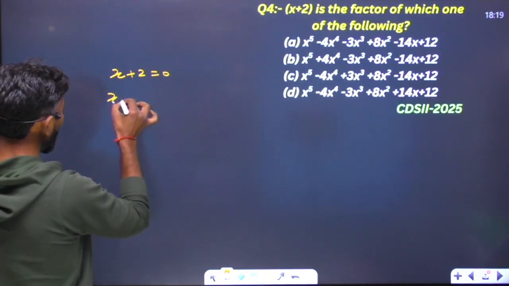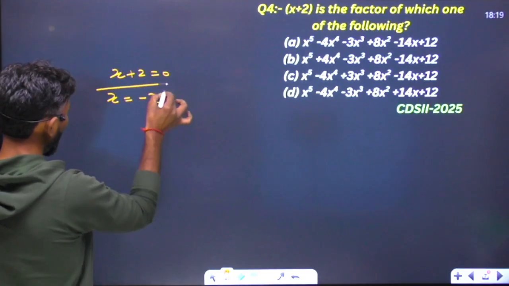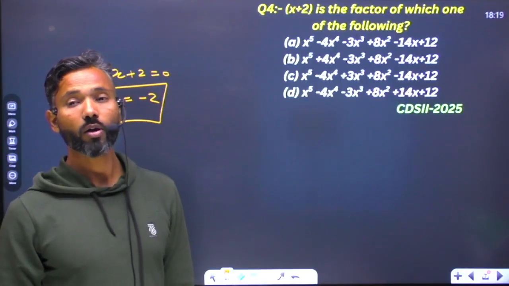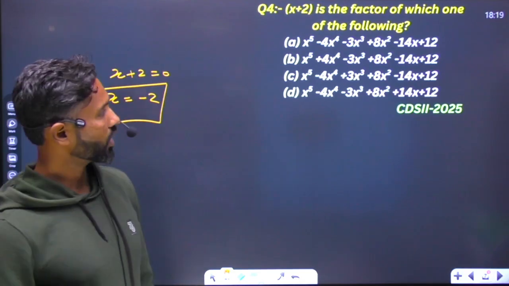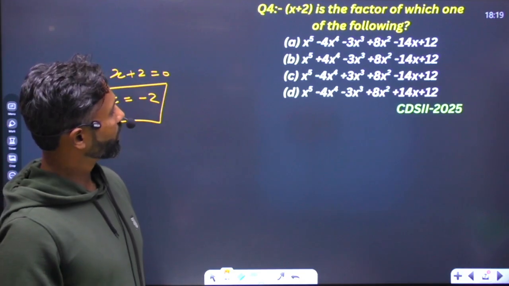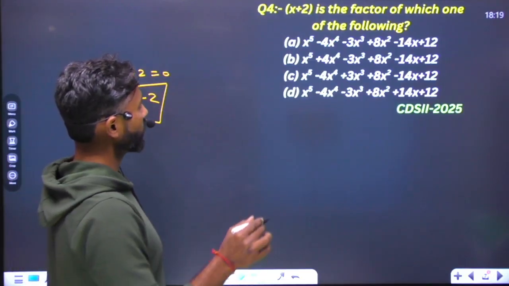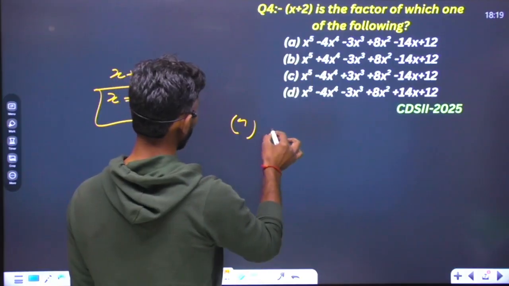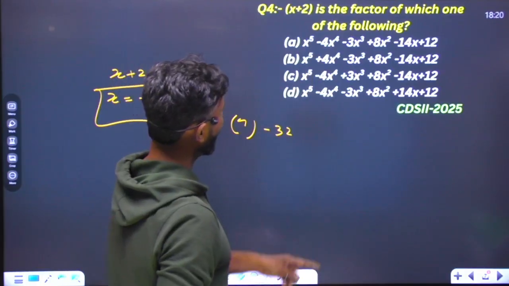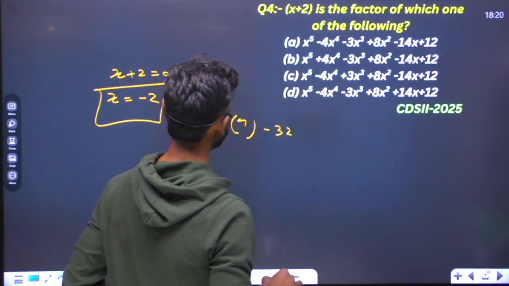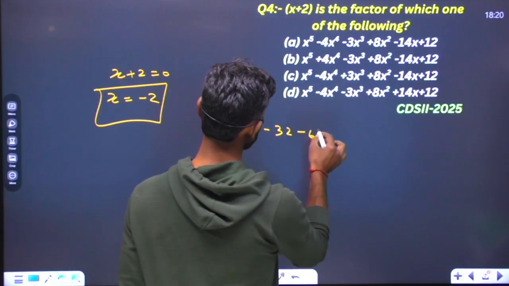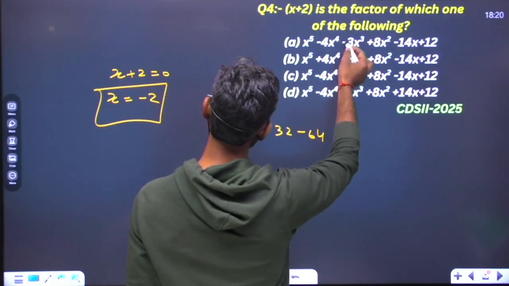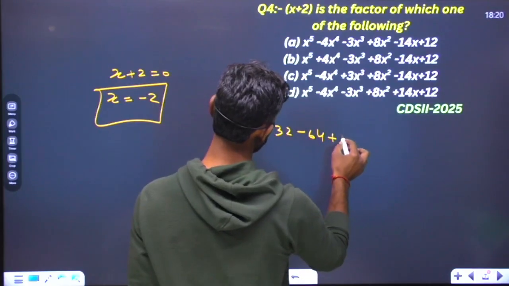I will place x equal to minus 2. After placing x equal to minus 2, the value of the polynomial should be equal to 0, meaning the remainder should be 0. Okay, if the remainder is 0, that is the correct answer for us. So I'm going to place it in option number 1. Minus 2 to the power 5, minus 32. Okay, and 2 to the power 4 is 16, into 4, minus 64. Okay, this is minus 2 cube, minus 8, and minus 3 plus 24.